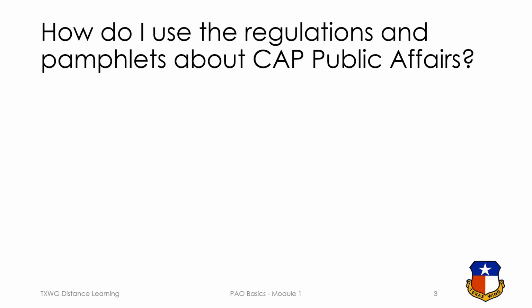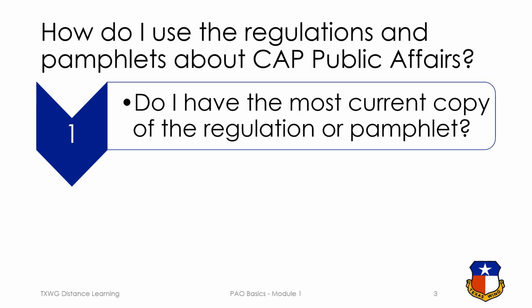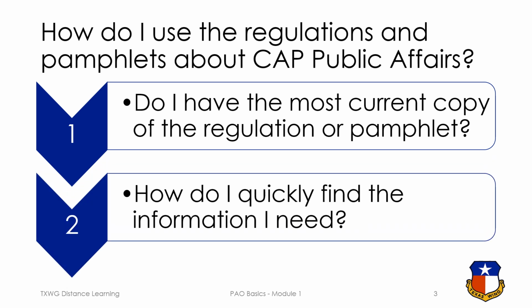In order to appropriately use the CAP regulations and pamphlets regarding public affairs, PAOs need to know two things. First, do I have the most current copy of the regulation or pamphlet? And second, how do I quickly find the information I need?